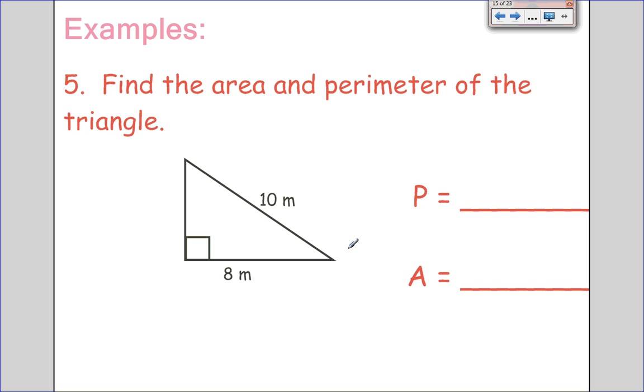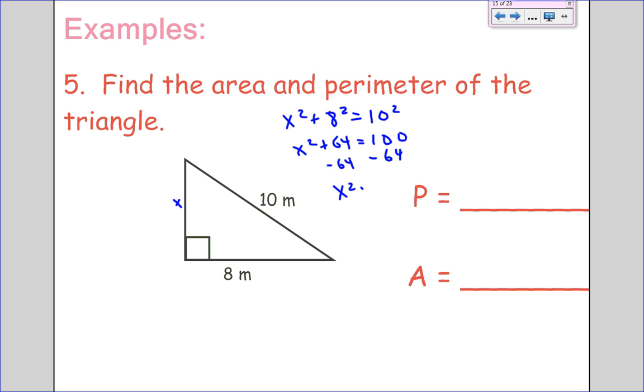All right, I want you to pause and try to see if you can figure out your missing side, the perimeter, and the area. All right, so using the Pythagorean theorem, we call this x. It's going to be x squared plus 8 squared equals 10 squared. x squared plus 64 equals 100. Subtract your 64 from both sides, so x squared equals 36. Square root it, so x equals 6.